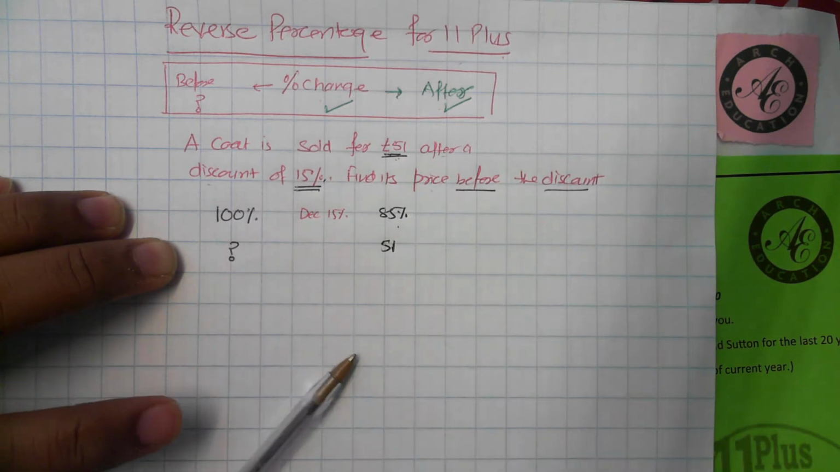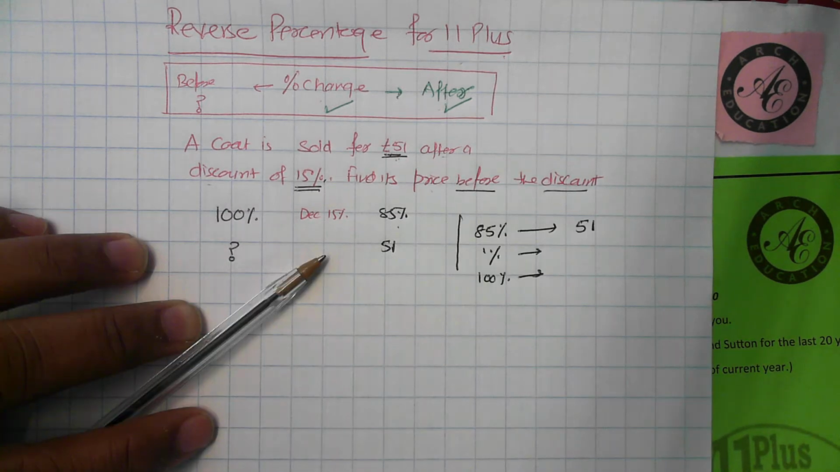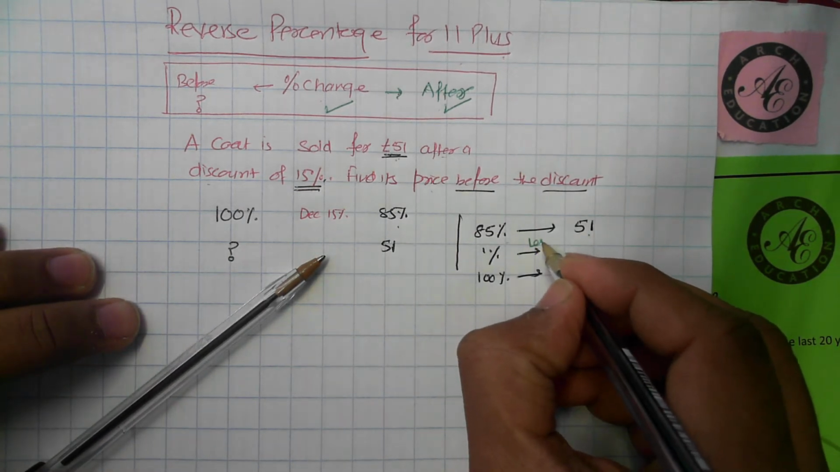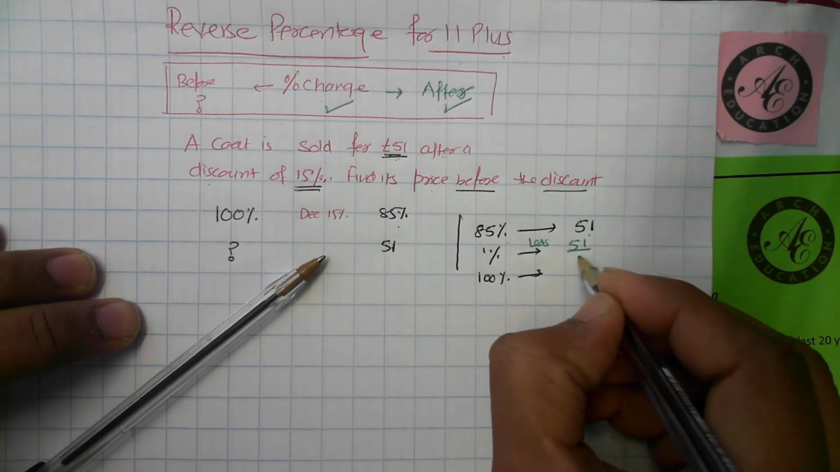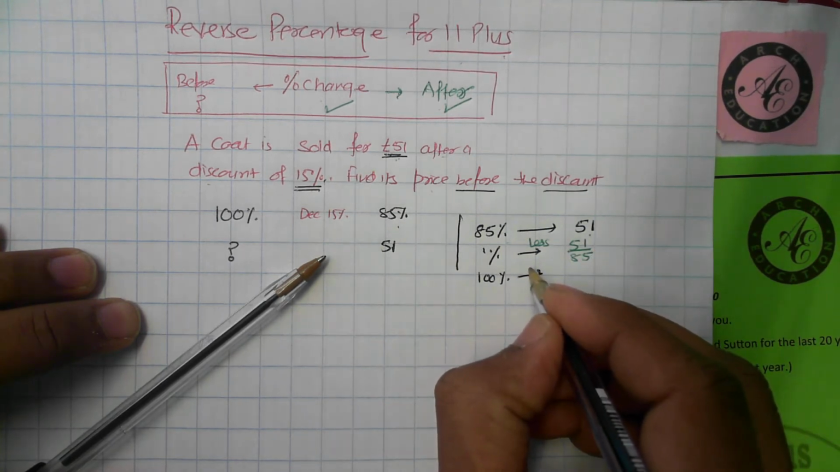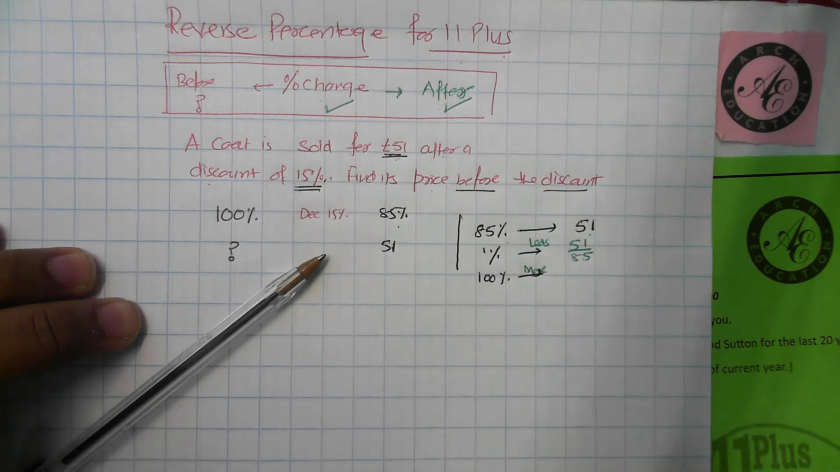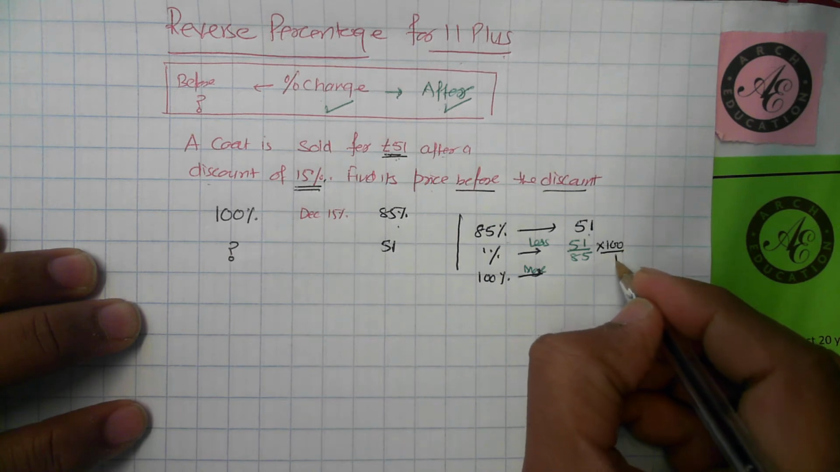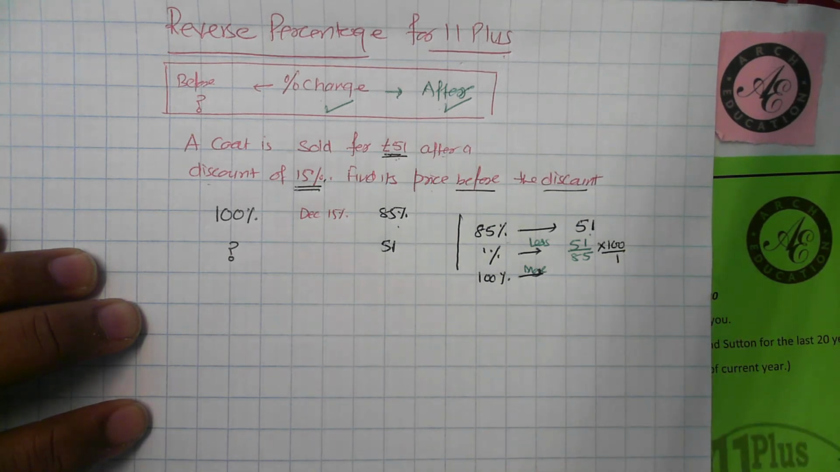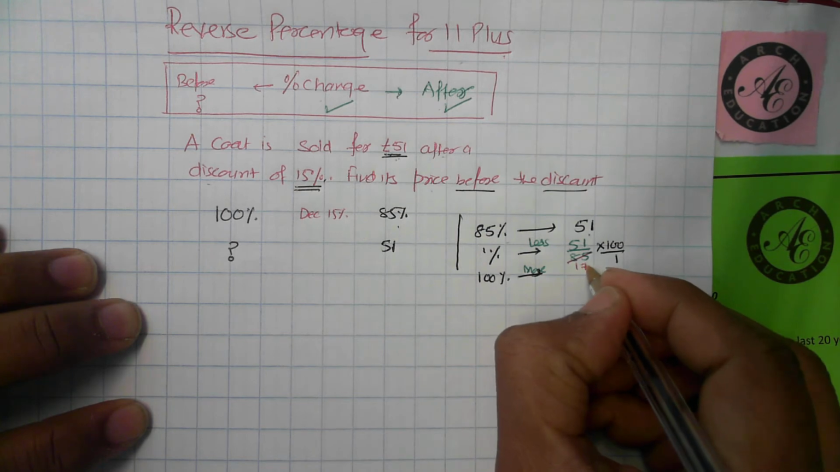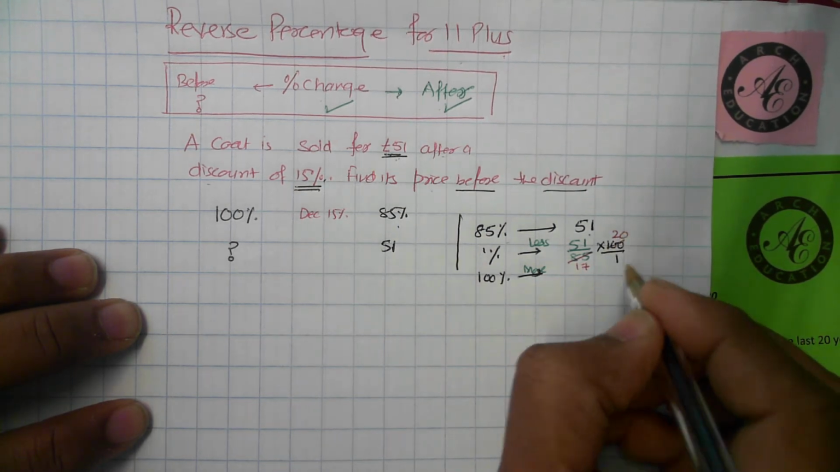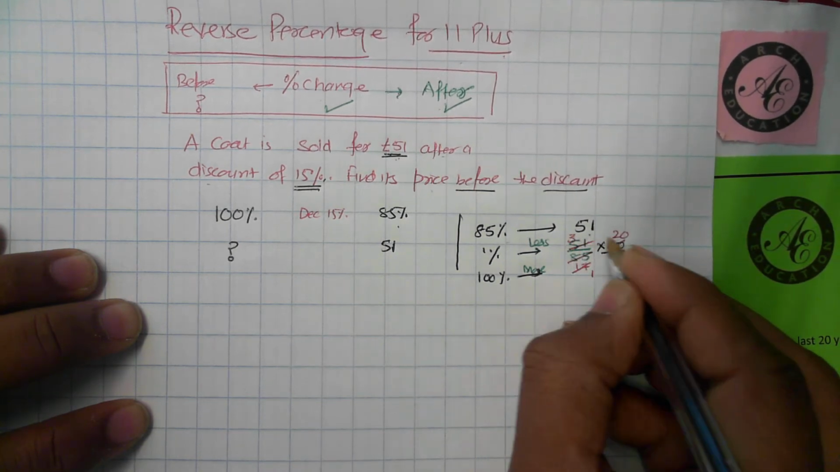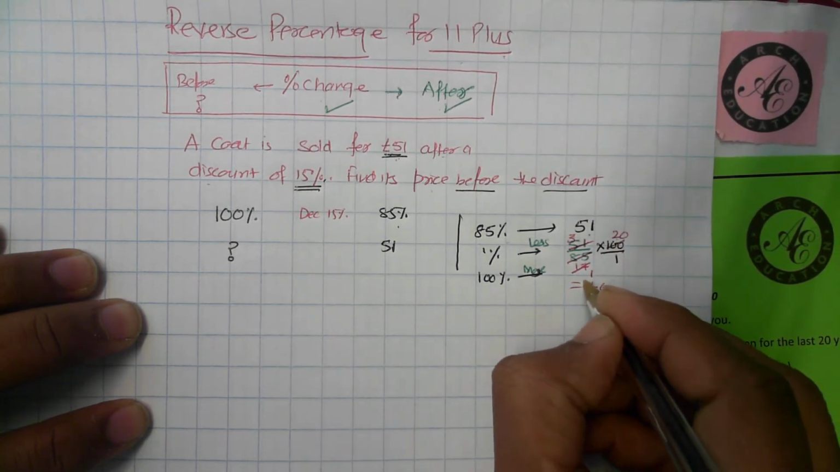Okay, so let's see now. 85% is 51. 1% we know is going to be less, so we do 51 divided by 85. And 100% we know is going to be more, so we multiply by 100. Now, guys, we're looking at fractions. Right, so 5 goes into 85 17 times. 5 goes into 100 20 times. 17 goes into 51 3 times. So my final answer is 3 times 20, it is £60.